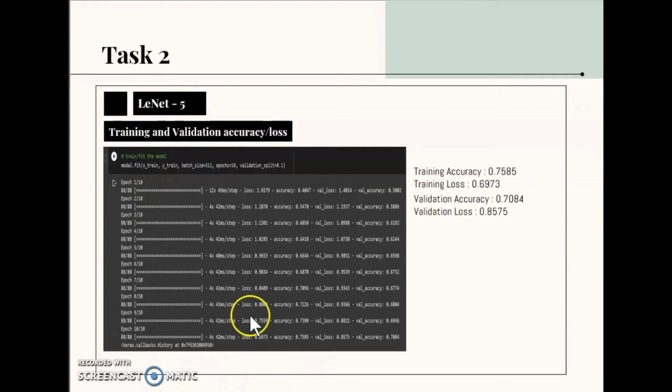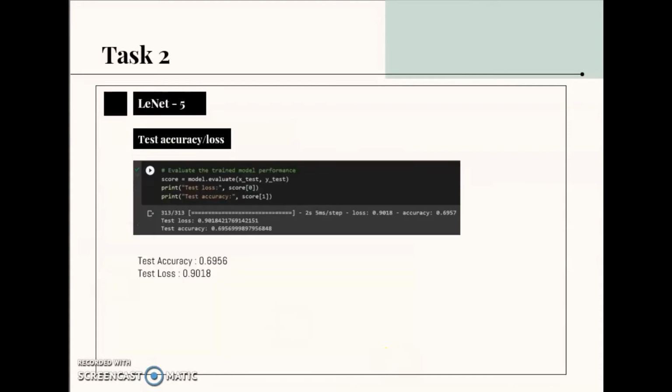Meanwhile, for the LeNet-5, we gained a training accuracy of 0.7585, a training loss of 0.6973, a validation accuracy of 0.7084, and a validation loss of 0.8575. The test accuracy and loss of the LeNet-5 is that the test accuracy is 0.6956 and a test loss of 0.9018.